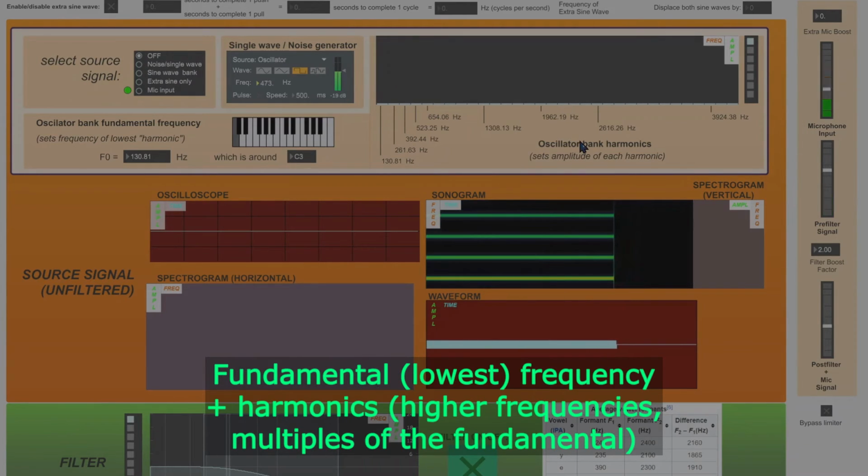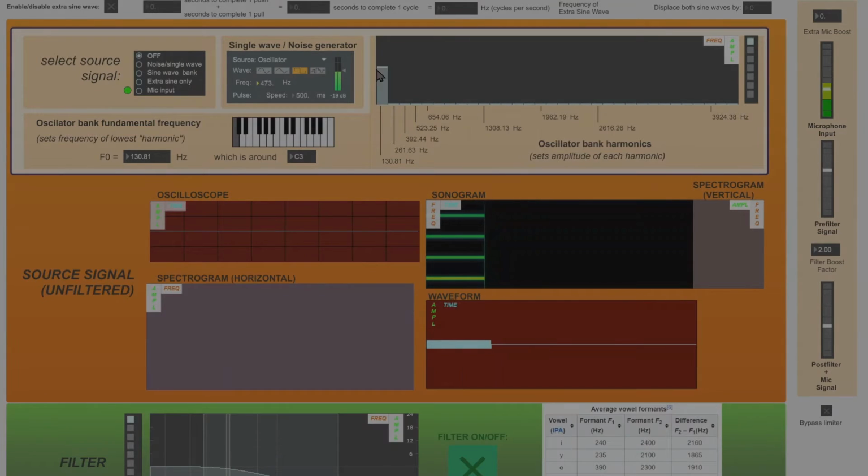Well, let's look at this oscillator bank. Each of these sliders corresponds to the amplitude of a sine wave. This is the amplitude of one sine wave. This is the amplitude of another sine wave. This is the amplitude of a different one. And all these sine waves have different frequencies.